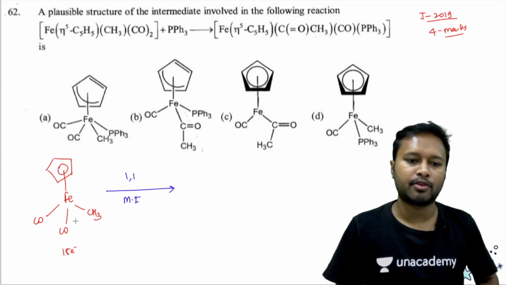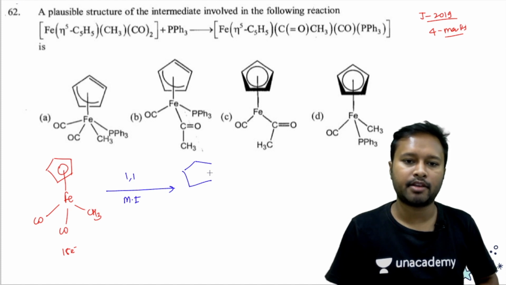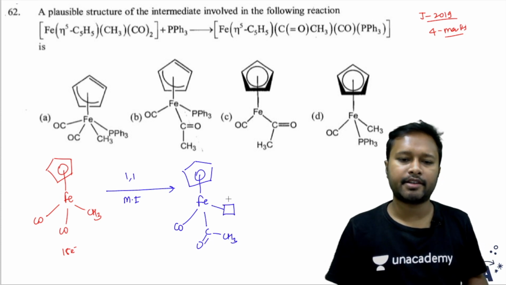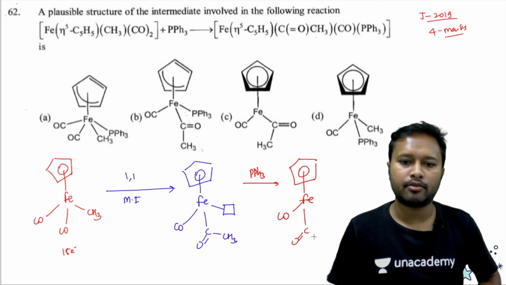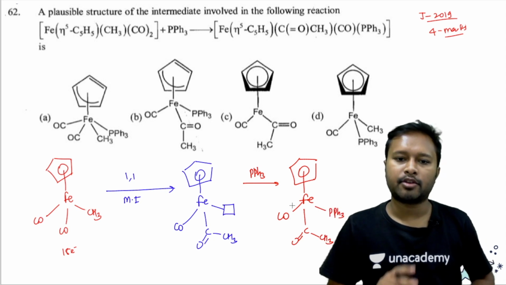So this methyl group is going to migrate, and what you are going to get is Fe, and then you have CO, and then you have C double bond O CH3 and a vacant site. Now this vacant site will be filled by your PPh3 in the next step, right? So PPh3 is going to attack, and the final answer is going to be something like this: Fe, and then you have CO, then you have C double bond O CH3, and then you have PPh3. Okay, so that's how the reaction will happen.